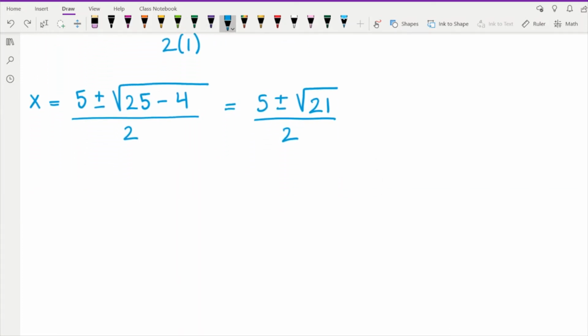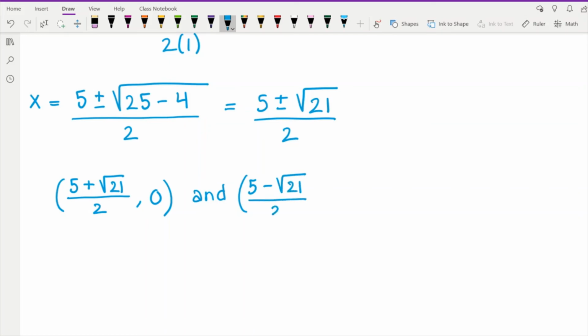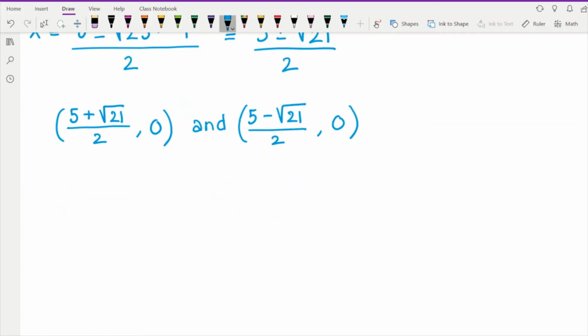So now if we wanted to write down what our x-intercepts are, this is where you have to remember that this thing here is actually two different numbers, right? And so our x-intercepts, one of them is going to be (5 plus the square root of 21) over 2, comma 0. And the other one is going to be (5 minus the square root of 21) over 2, 0. So just like the previous example we did, in order to actually graph this, we need to get a decimal approximation. So these are the exact answers.